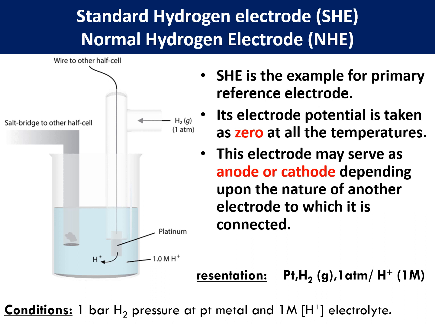If you see the construction of the standard hydrogen electrode, there is a platinum wire. At the bottom of that wire, a platinum plate is taken as the electrode.